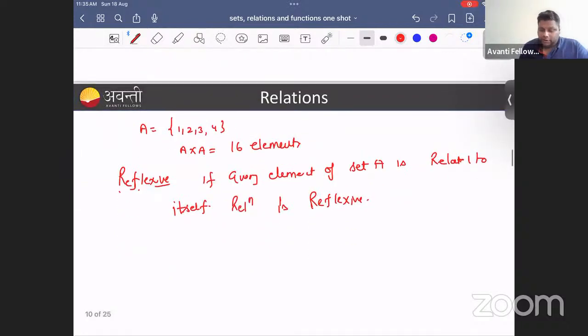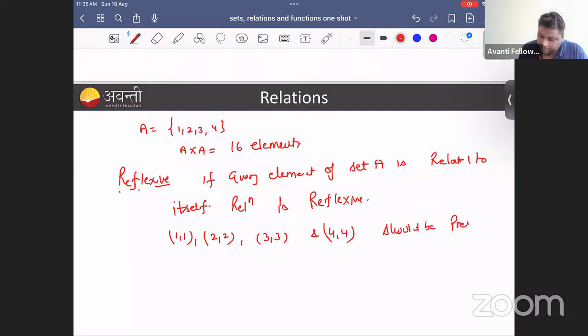Got it? Like according to this set A, 1,1; 2,2; 3,3; and 4,4 should be present in the relation for the relation to be reflexive. Got it?